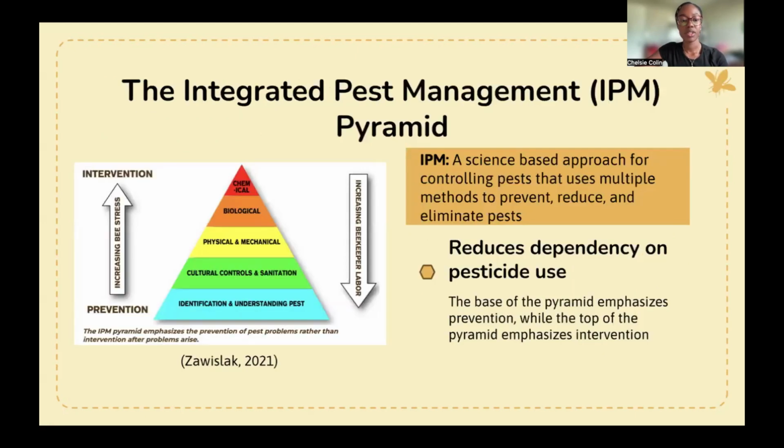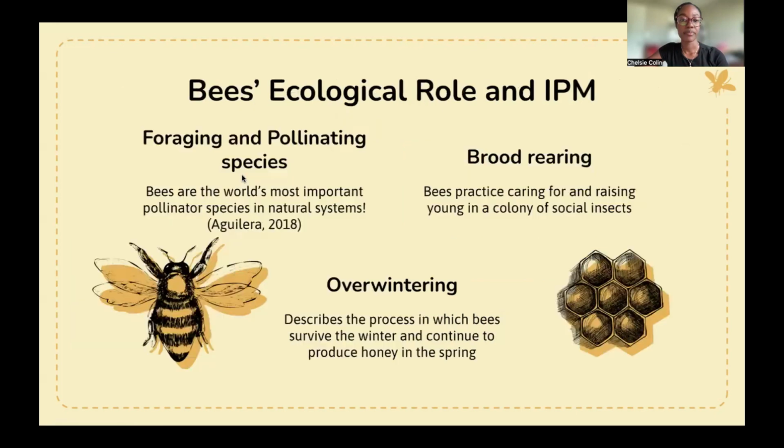So, the integrated pest management is a science-based approach for controlling pests that uses multiple tactics to reduce pest population, minimize risks to people and the environment, and maintain economic efficiency. The whole point of IPM is to reduce dependency on pesticide use. So, the base of the pyramid emphasizes prevention, while the tactics near the top emphasize intervention. So, over here, identification and understanding the pest helps to prevent them from ever disrupting the bee colonies. Chemical warfare may be needed, but it is the last thing we would want to do. The pyramid will be talked about in depth later.